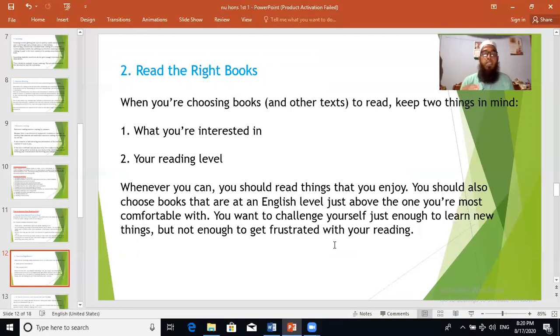So choose a book at least just above your level, just one step more than your level, so that you can get some new words and new ideas from the book. You have to choose the book like this for your reading.